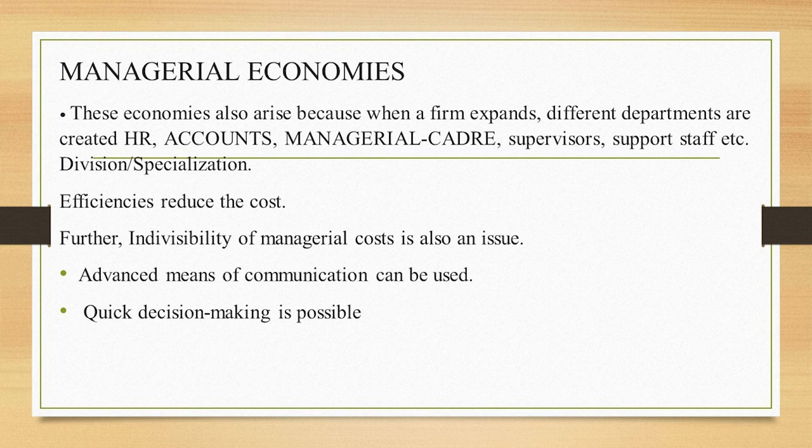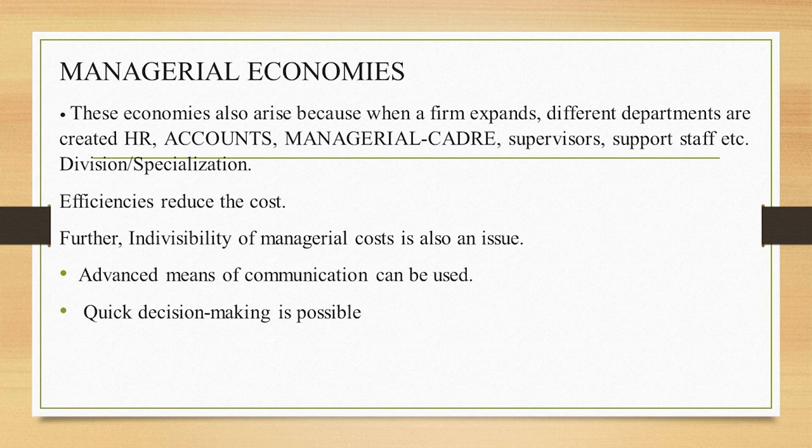But when the operation and output is carried out at a bigger scale, then you have separate accountants, you have a management cadre, you have supervisors, you have support staff. Then once again, as it happens with labor, the same happens with managerial staff: division of labor starts taking place and specialization also happens. Now efficiencies ultimately appear, and when efficiencies appear, that means costs are being reduced.